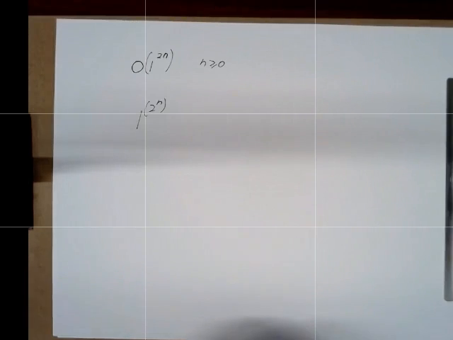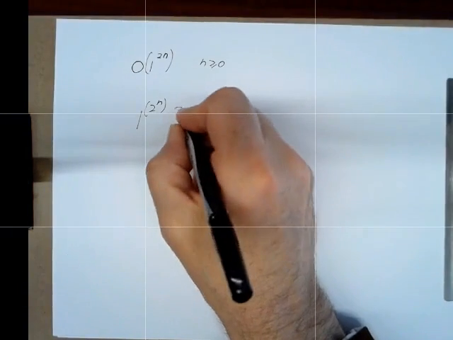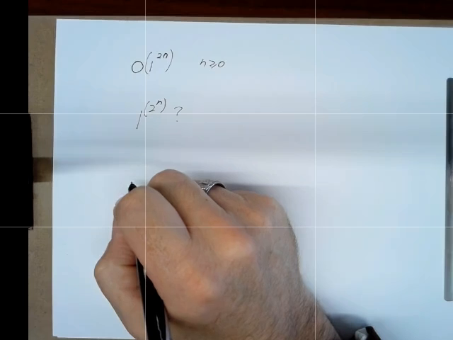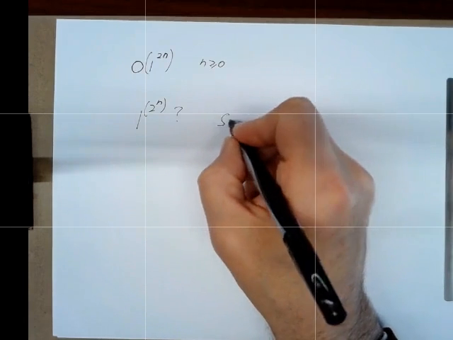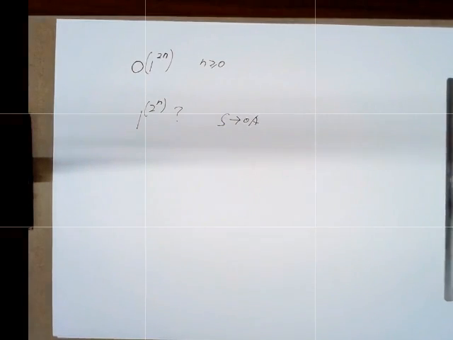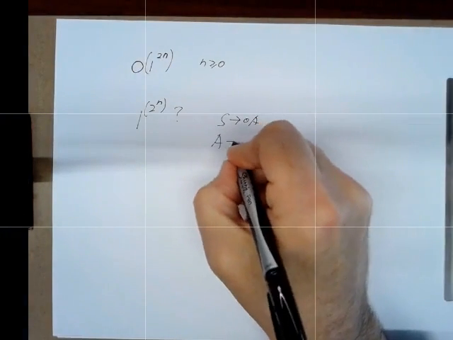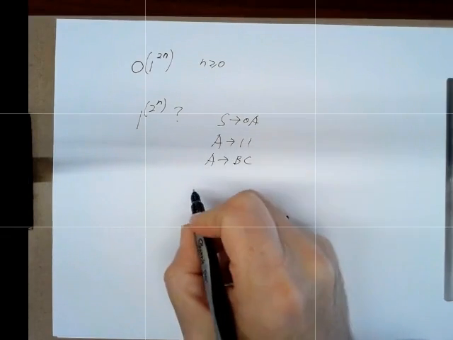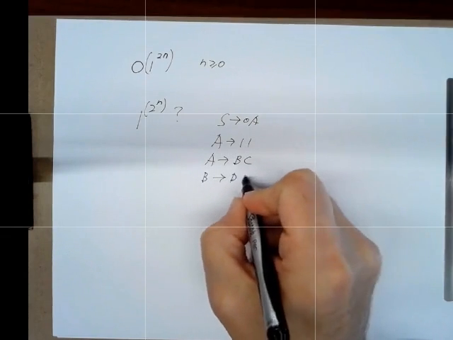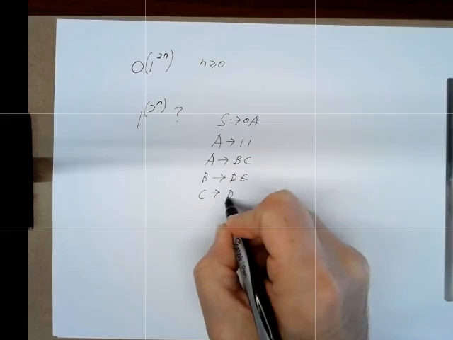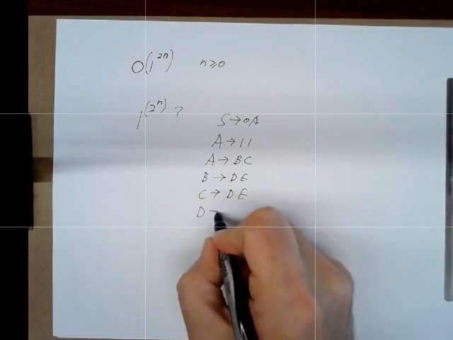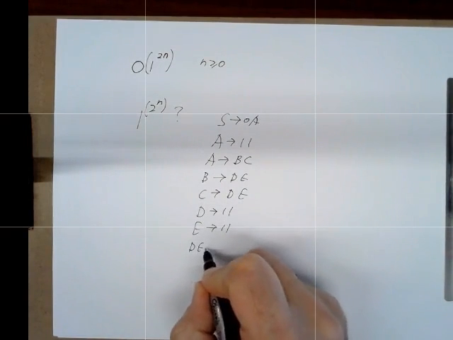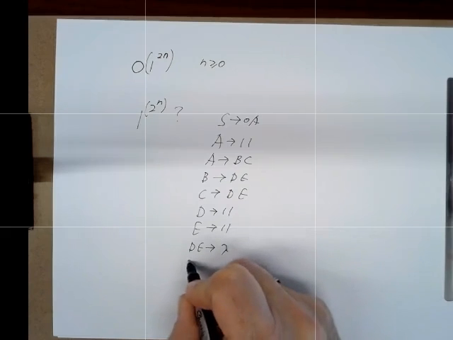So basically, I had symbols A through E. And my set of rules started with S goes to 0A. Then A goes to 1, 1. A goes to BC. D goes to DE. C goes to DE. D goes to 1, 1. E goes to 1, 1. DE goes to lambda. And BC goes to 4 ones.